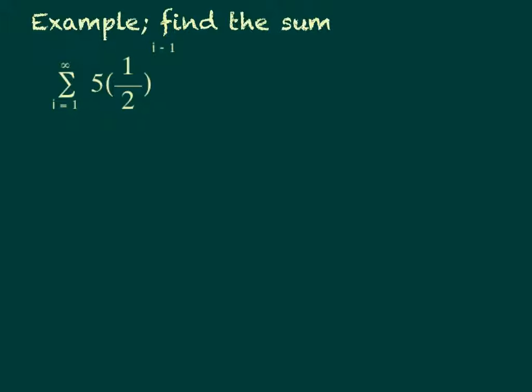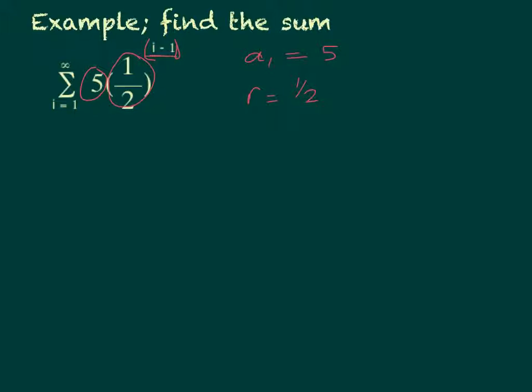For this next example, same thing. We want to find my a sub 1, and we want to find my r. Now in this one, we have I equal 1 to infinity, but we also have I minus 1 in the exponent. So it's the same thing. It doesn't matter. So my r is still going to be whatever the base of the exponent is, which is the 1/2. And my a sub 1 is still going to be the number multiplied to it, which is 5.